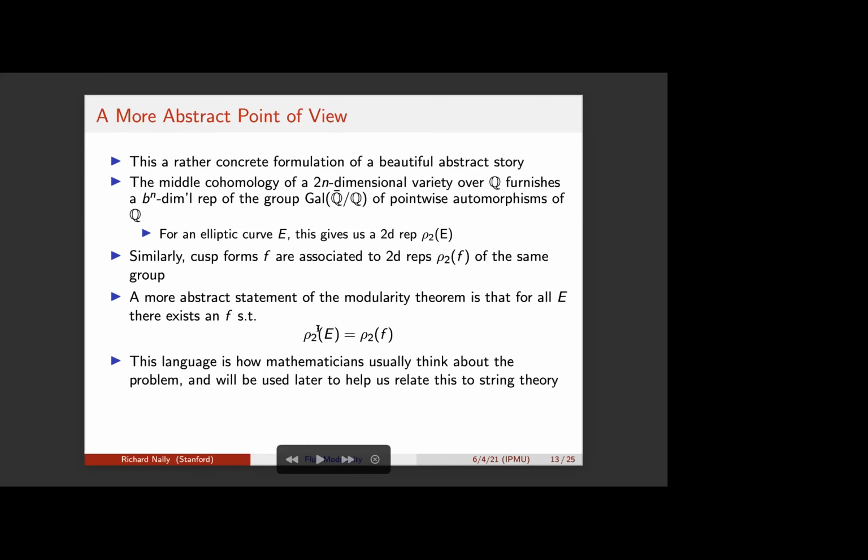The content of the representation is basically the point counts. So this is just the same as the equation about the point counts, but phrased slightly differently. And so this is the language that working mathematicians in the field would typically use. And this is actually how we're later going to be able to connect to string theory. So this is my last slide on elliptic curves. So I guess I should pause and ask for questions.